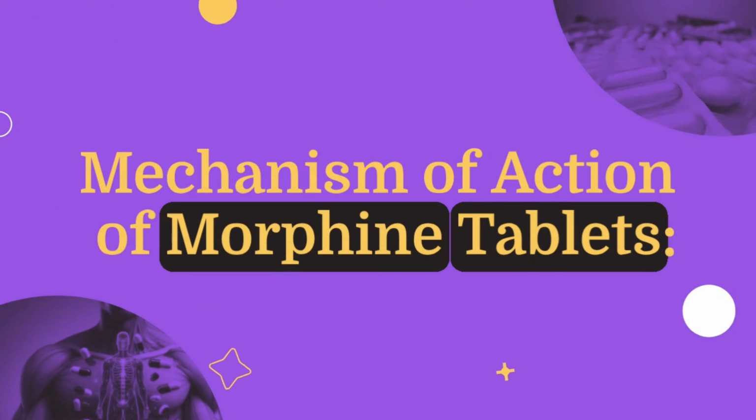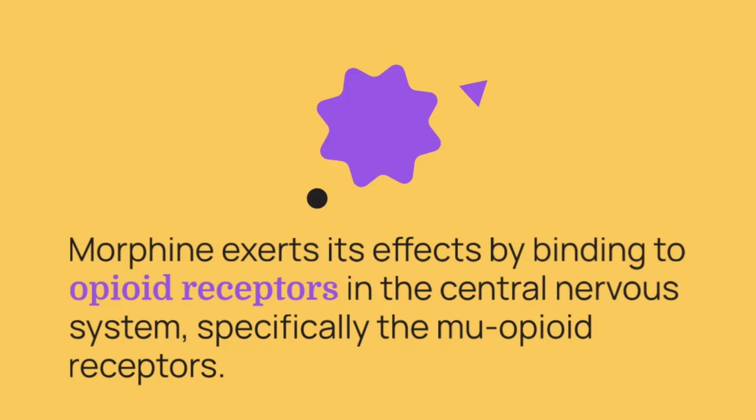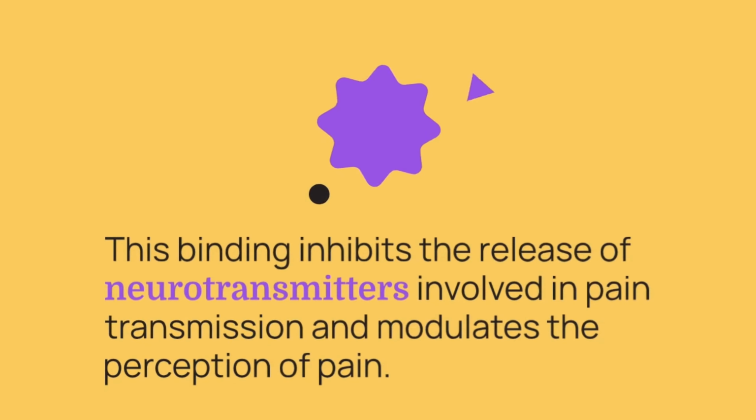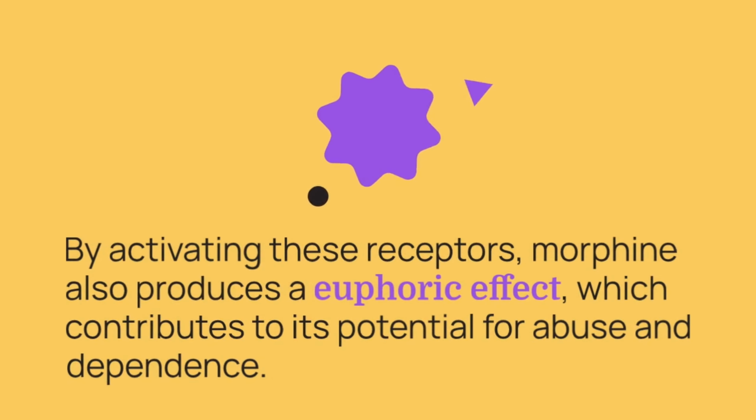Next, mechanism of action of morphine tablets. Morphine exerts its effects by binding to opioid receptors in the central nervous system, specifically the mu-opioid receptors. This binding inhibits the release of neurotransmitters involved in pain transmission and modulates the perception of pain. By activating these receptors, morphine also produces a euphoric effect, which contributes to its potential for abuse and dependence.